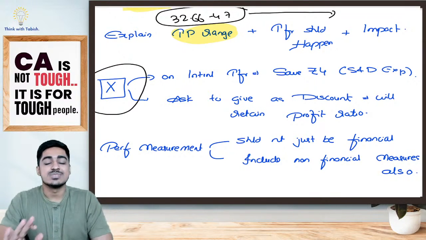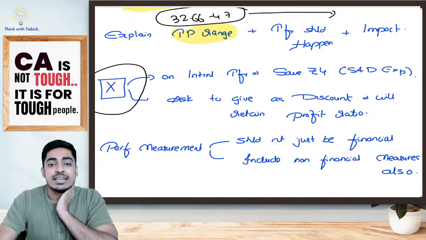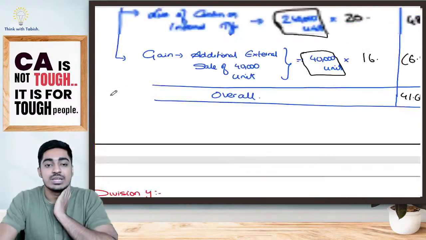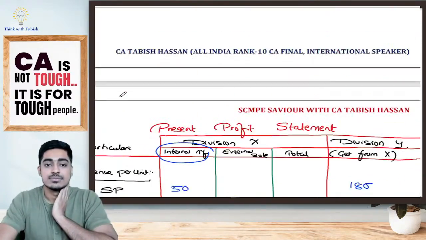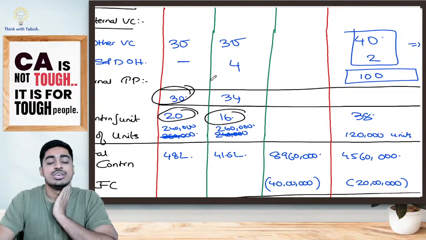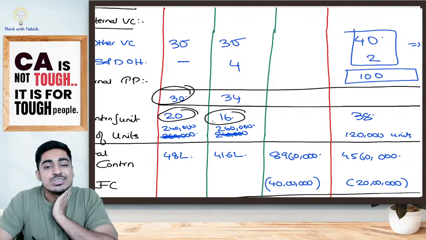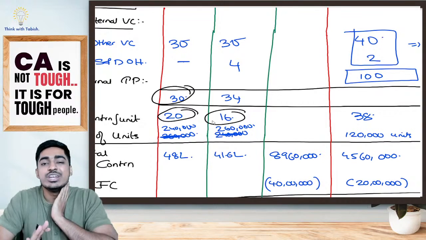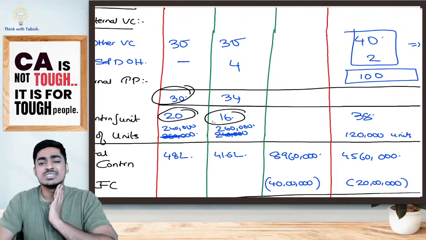Yes, the company will tell, boss, wait. You are mistaken. Why? See, on external sale, how much contribution are you earning? Look at this. On external sale, you are earning 16 rupees contribution. So on internal sale, you are earning 20 rupees contribution. On internal sale, you are earning more contribution. Why don't you give a 4 rupees discount?